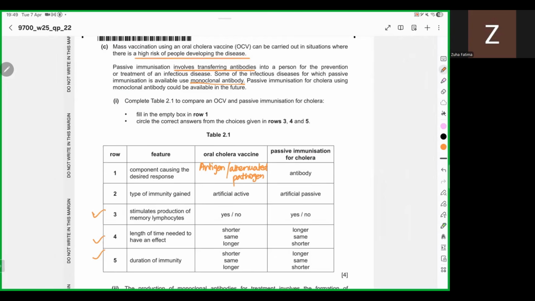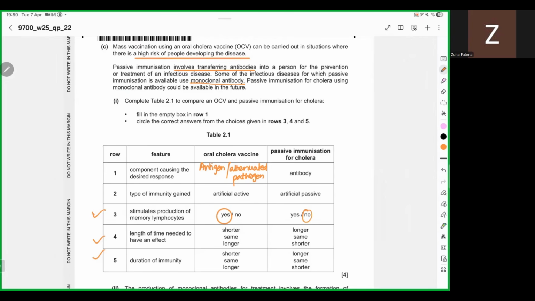Now, when we look at rows 3, 4, and 5, stimulates production of memory lymphocytes. Because there is an antigen which is being introduced in the body, there would be the stimulation of B cells, which would differentiate into plasma cells and memory cells. In passive immunization, because there is no antigen being injected in the body, there would be no immune response, and thus there would be no production of memory lymphocytes.